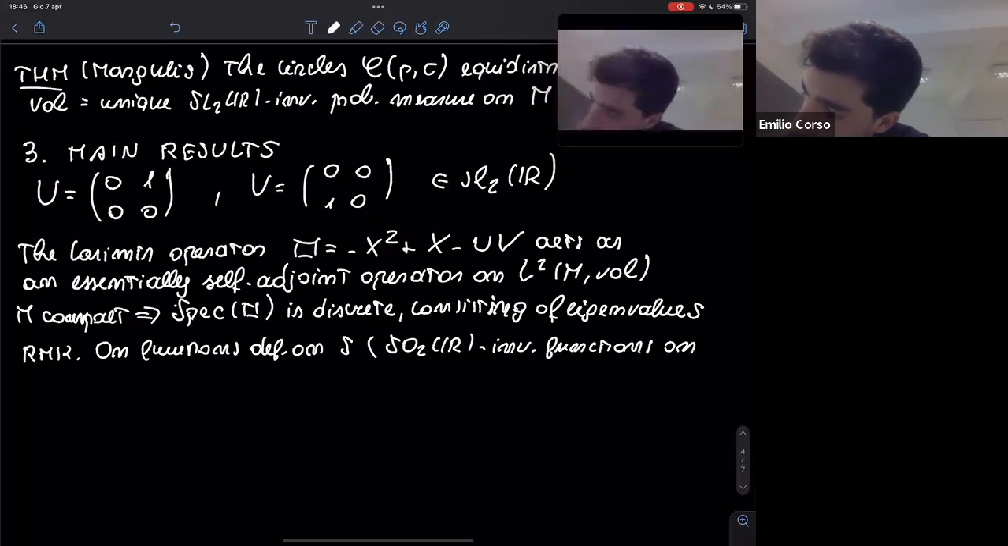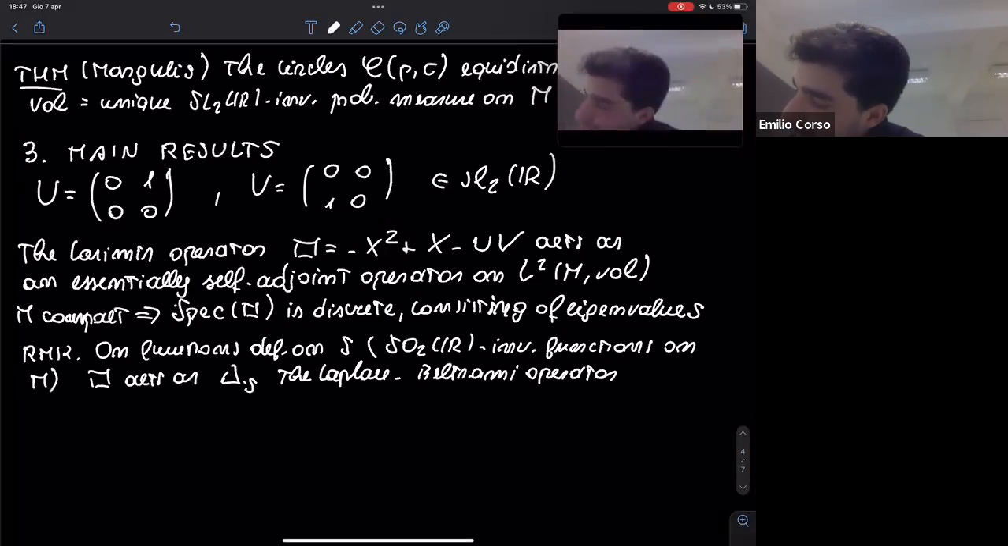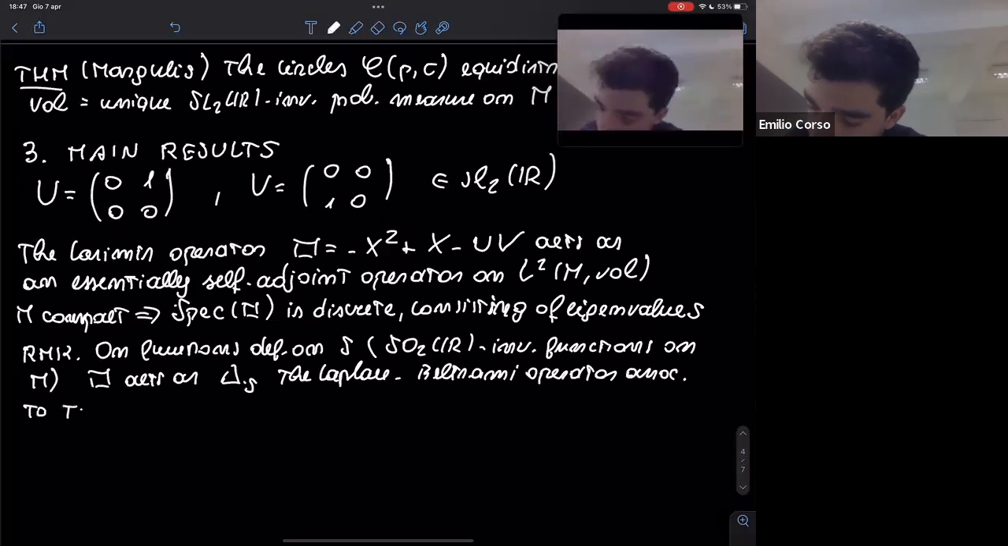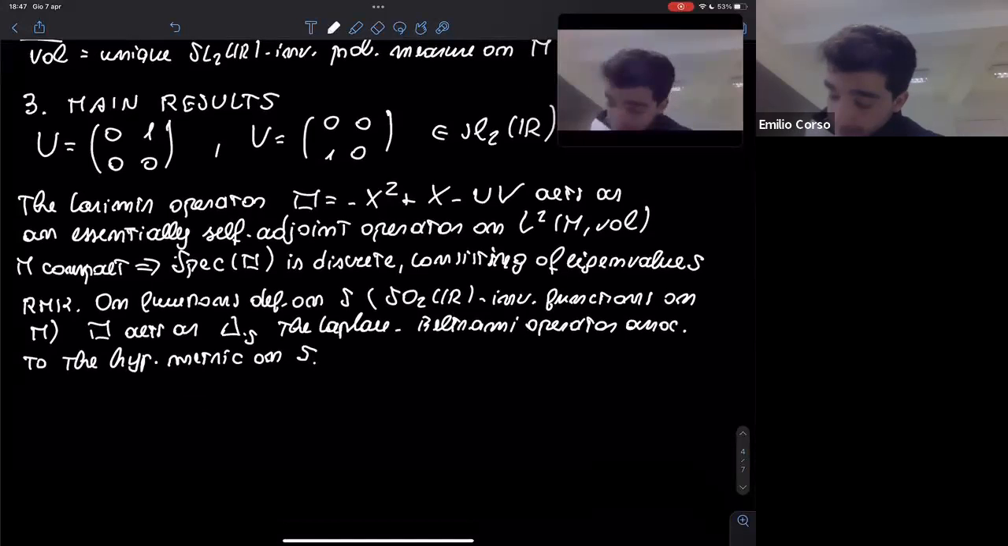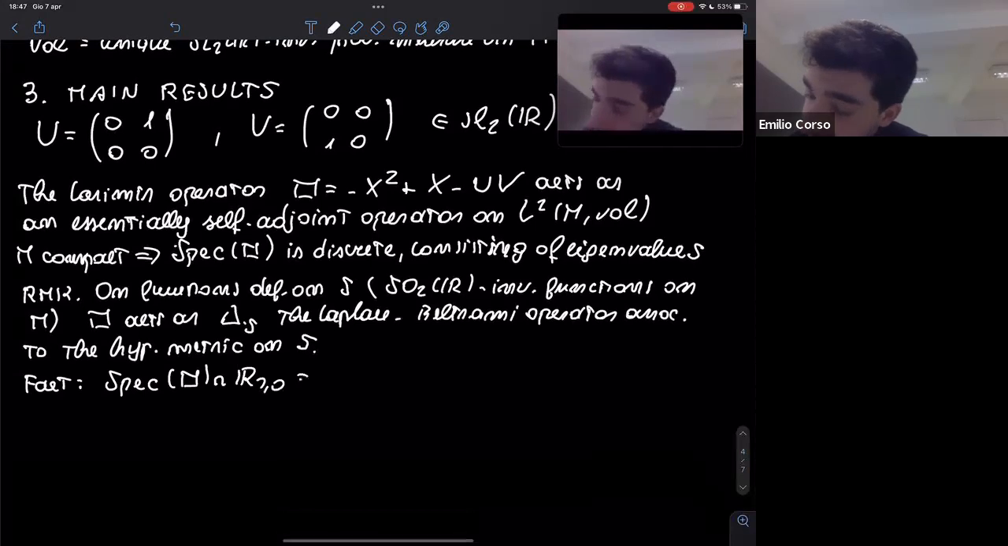Then functions on M. The Casimir operator acts as the Laplace-Beltrami operator associated to the given hyperbolic metric on S. In particular, the spectrum of the Laplace operator is contained in the spectrum of the Casimir, but it's actually a fact that if I look at the positive part of the spectrum of the Casimir, so the spectrum of the Casimir intersected with the positive real line, it is precisely equal to the spectrum of the Laplace-Beltrami operator.